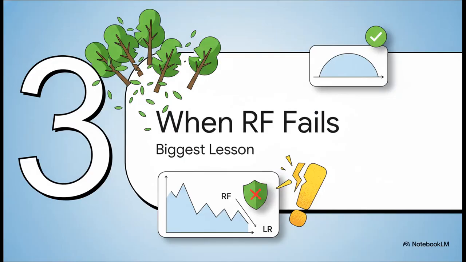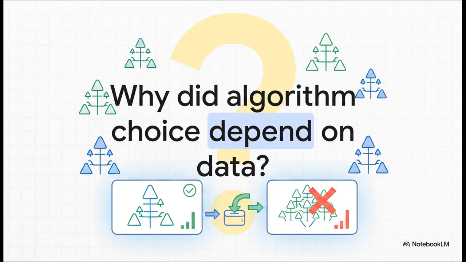All right, but let's talk about the elephant in the room. When random forest fails. This is honestly the biggest lesson of our session today. Let's bring it back to that dramatic reality I mentioned earlier. Random forest actually lost to logistic regression today. I really want to trigger a senior thinking moment for you right now. Why exactly did the algorithm choice depend so heavily on the data? Why didn't our 500-tree powerhouse just crush it?